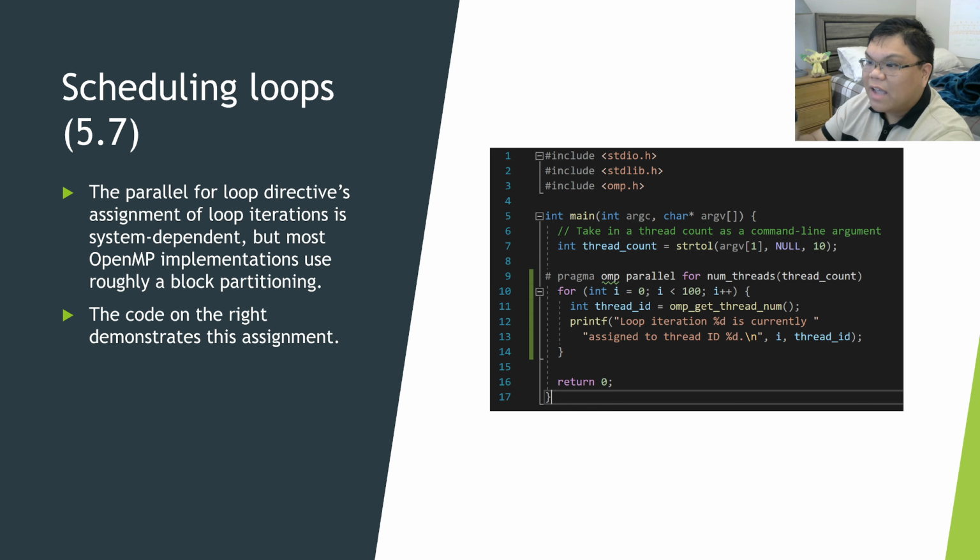So the default assignment of loop iterations is typically a rough form of block partitioning. This is a program you can try for yourselves. It is a simple for loop where it will say which loop iteration is currently assigned to such and such thread ID.